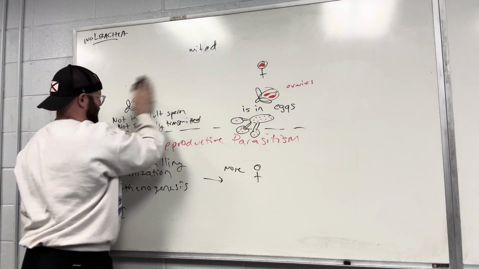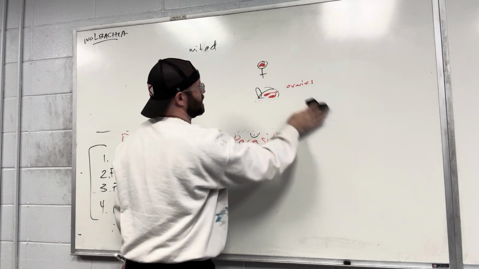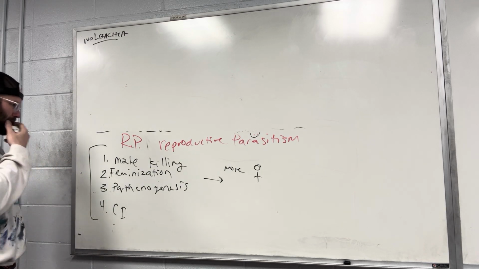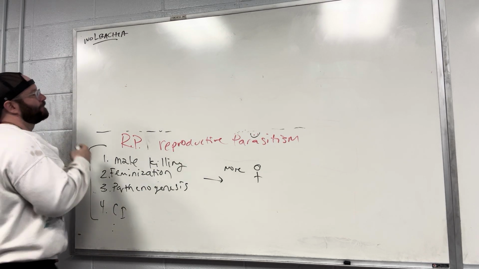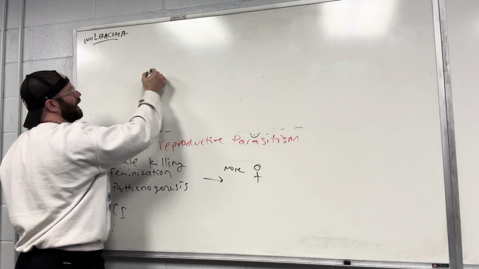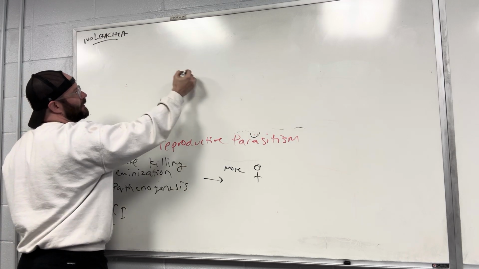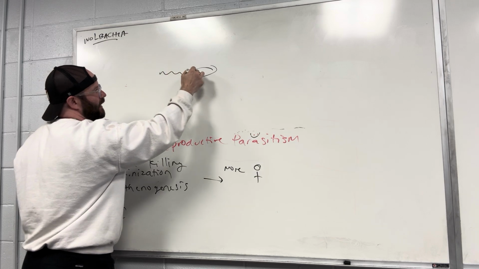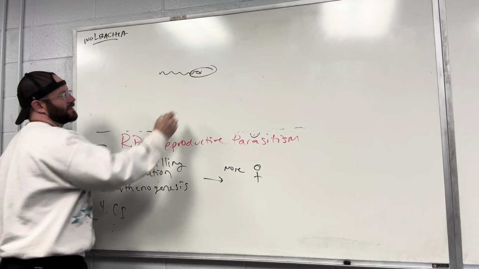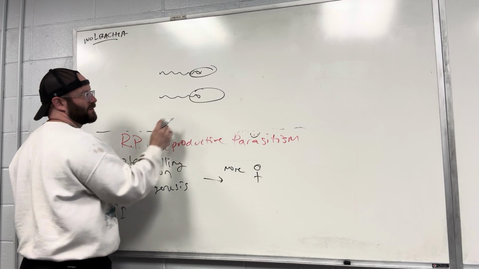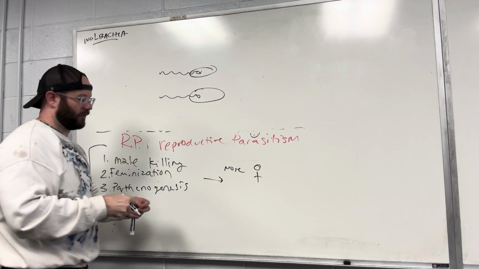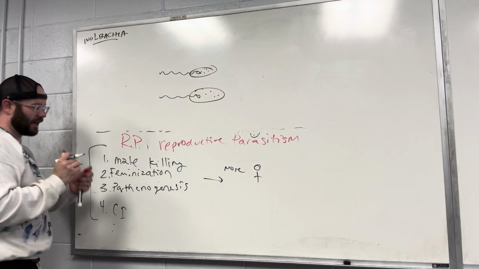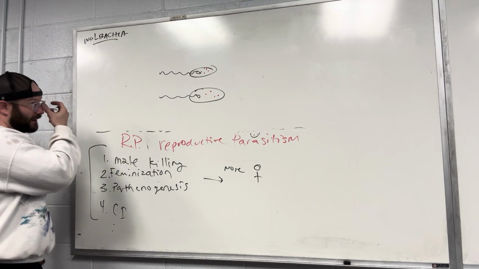So let's discuss these phenotypes a little bit more. Okay, so male killing is, let's say you had the egg fertilized by the sperm, okay? And let's say you have another egg fertilized by the sperm. Let's say these eggs are both freshly laid by a mother that is infected with Wolbachia, okay?